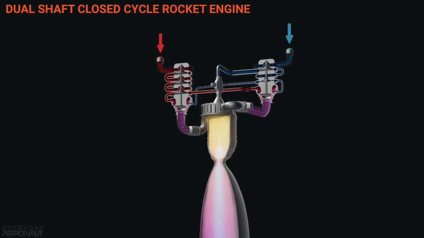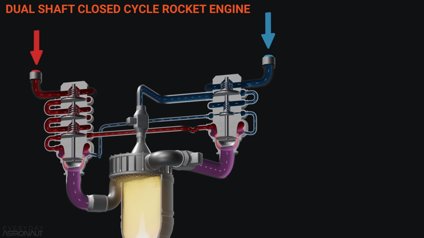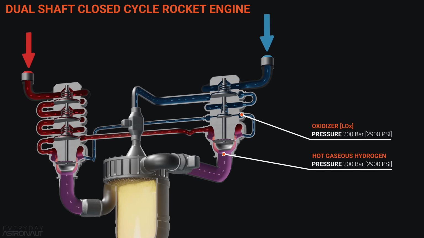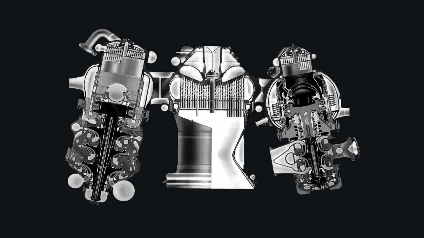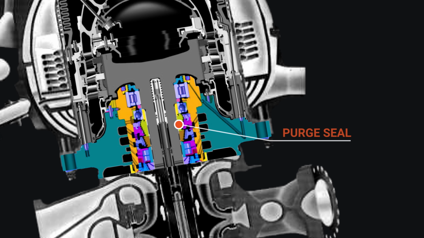But having high-pressure hot gaseous hydrogen in your preburner on the same shaft as high-pressure liquid oxygen is a recipe for disaster. If any of that hot gaseous fuel would make its way up the shaft and meet oxygen, it would be game over. So US engineers had to develop an extremely elaborate purge seal that prevented propellant traveling up or down the shaft by having even higher pressure inert helium in the middle of it.